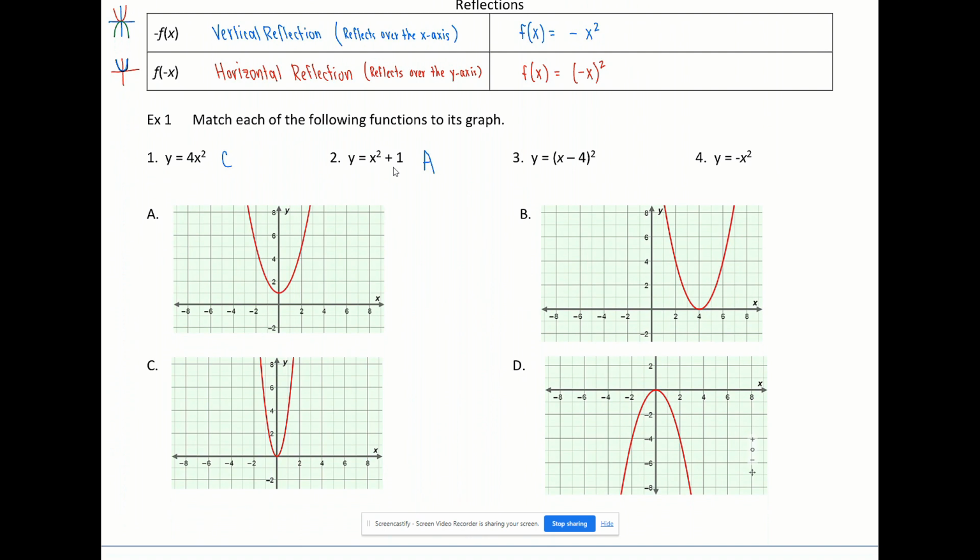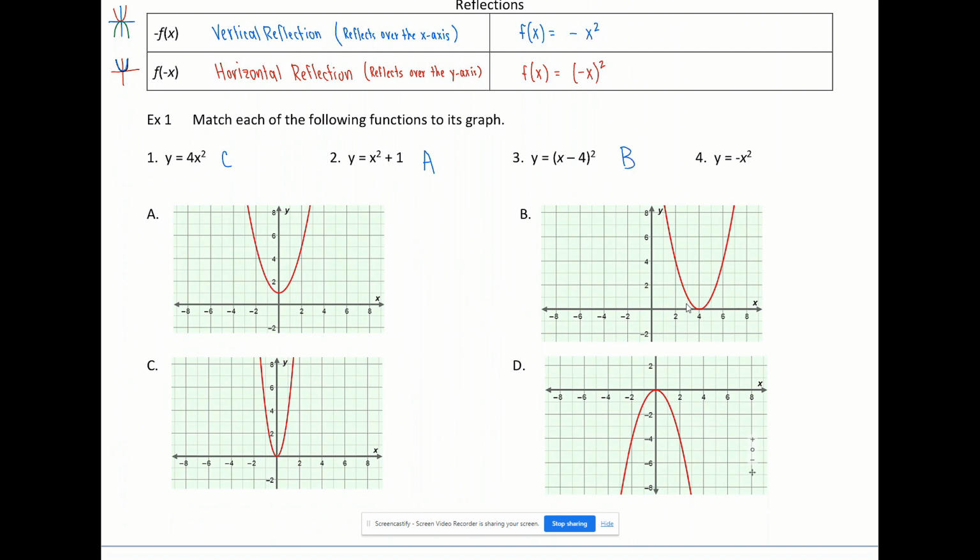Number 3, look at that. That's subtracting 4. Where? Inside. That's horizontal. Remember the rule on horizontal? It's the opposite. So that looks like a negative 4. That means it's a positive 4 horizontal shift. What's a positive 4 horizontal shift going to do? It's going to go right 4, just like B does.